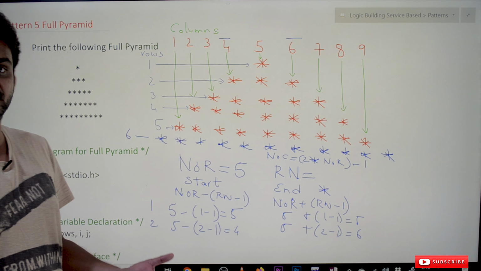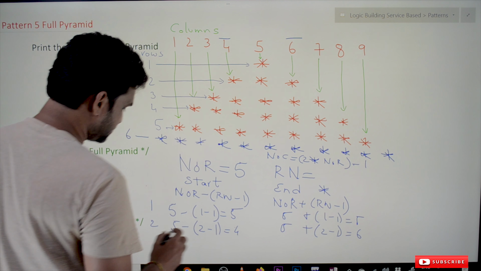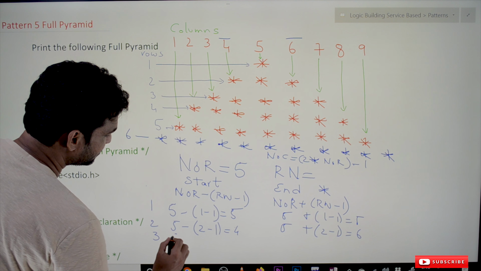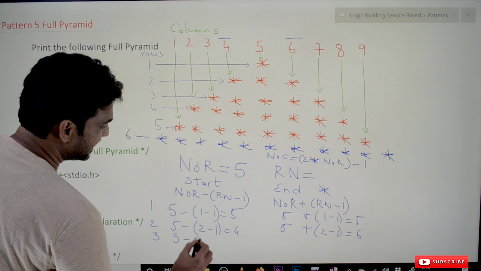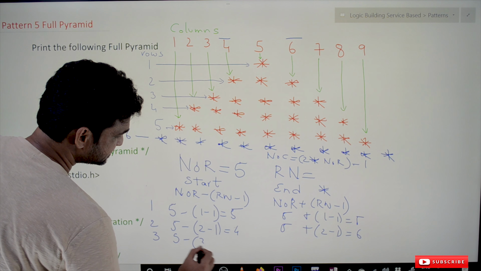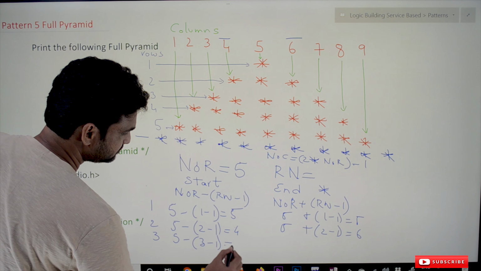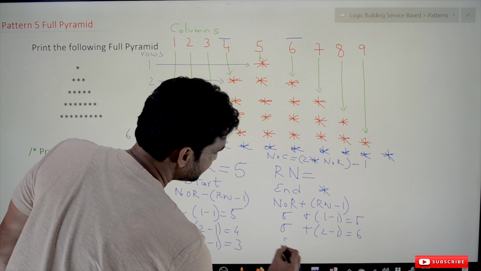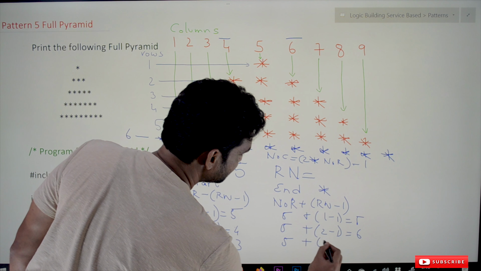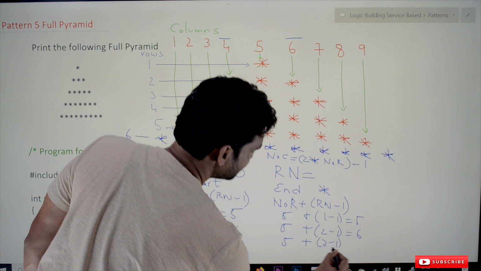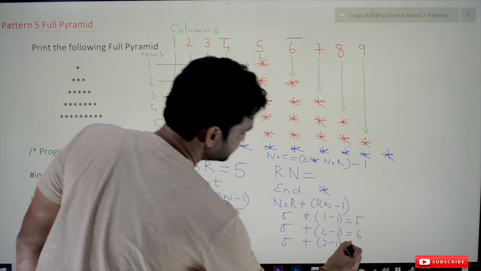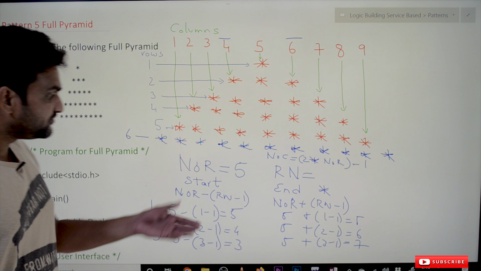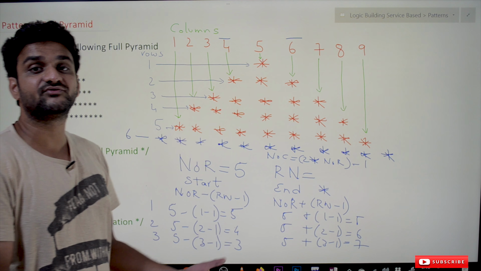It's very simple, right? So next, coming to the third row. If we are in the third row, number of rows is equal to 5 and row number is 3, minus 1, that is 2. So we are going to start from 3, and the end is 5 plus 2, which is equal to 7. Okay, so with this formulation, now the things are very easy.